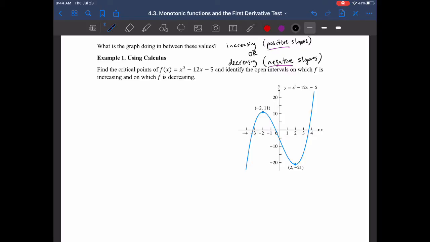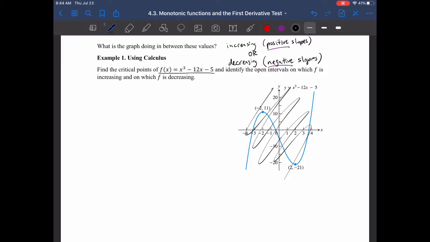So let's pretend we don't see this picture over here for the moment. That wasn't a very good scribble. Pretend we don't see that for a few minutes, and let's just work this out. So this is our function f of x right here.